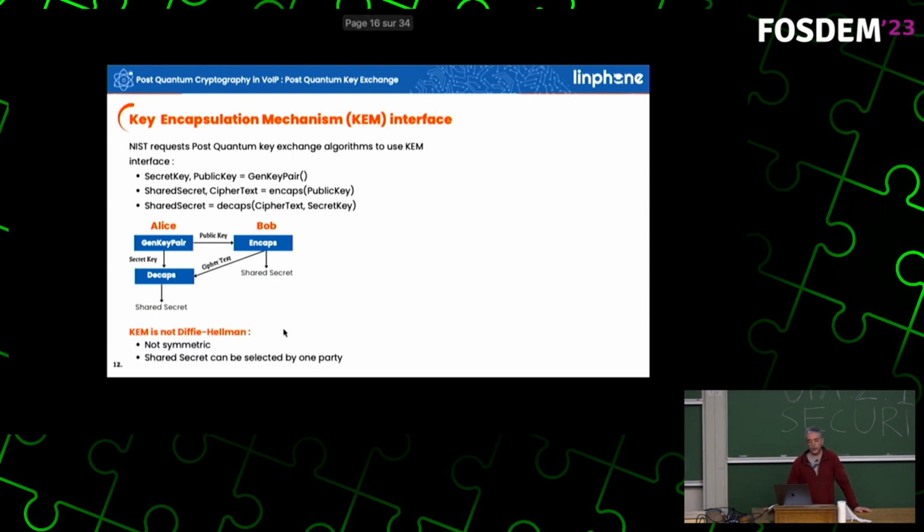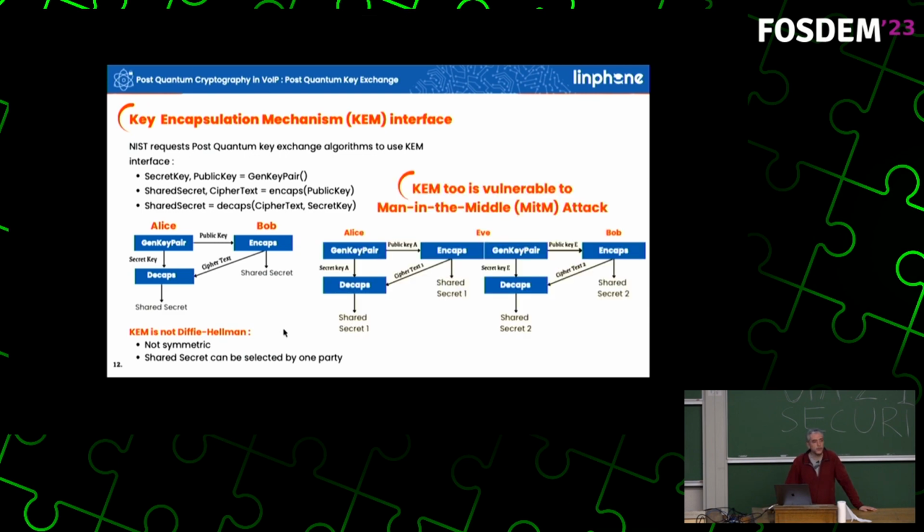So it's not symmetric, so we cannot switch directly from Diffie-Hellman to a KEM form of key exchange. Obviously, KEM is still vulnerable to man-in-the-middle attack because nothing has changed. You can still put someone in the middle and perform the exchange with the other side without them knowing.